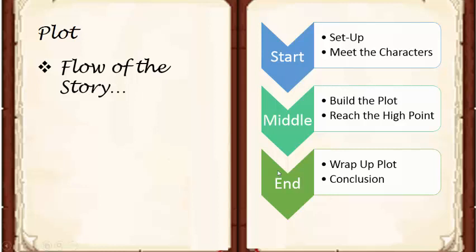This is probably something you've seen most likely in school when they talk about various different books you may have read and stories you may have read. It's the same concept.